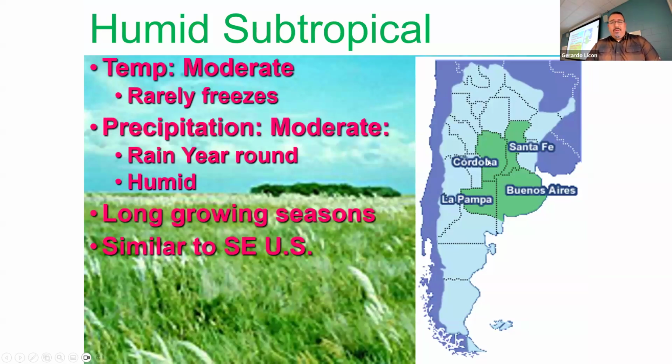Here's a new one, humid subtropical: moderate temperatures, rarely freezes. With regard to rain, moderate, it does rain year round and is humid, with a long growing season similar to the southeastern US. And so these areas tend to be known for good agriculture and grazing.